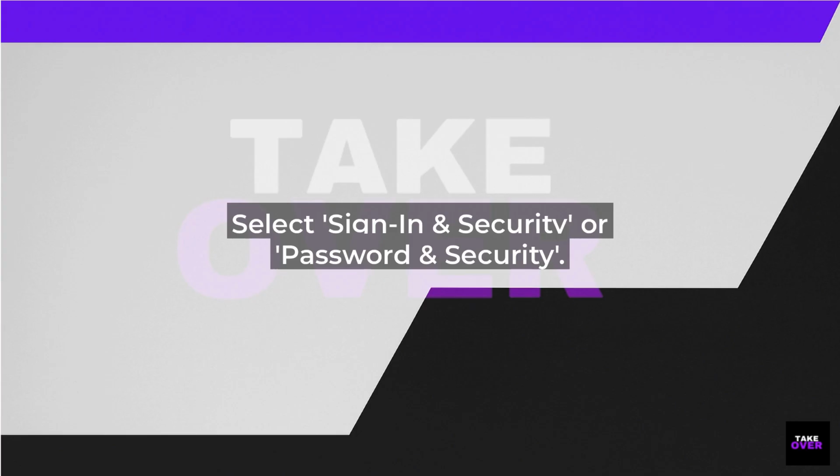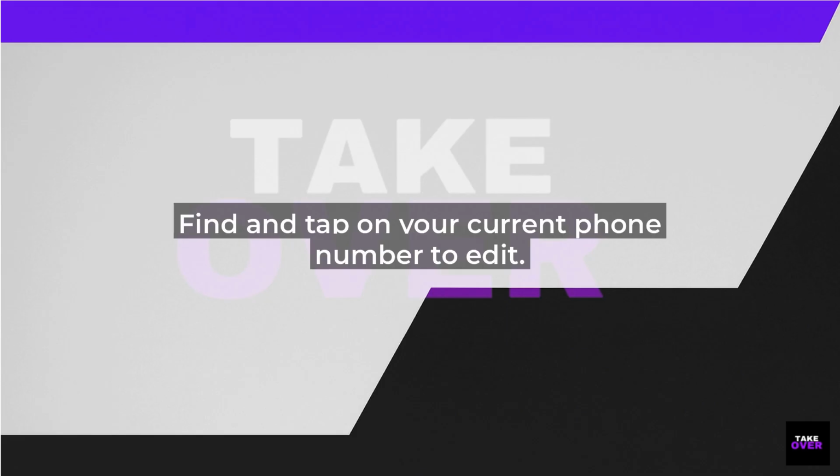Once you're in Settings, tap on your name at the top of the screen. That's your Apple ID profile. Next, scroll down and select Sign in and Security, or Password and Security, depending on your device model. Here, you'll see your current phone number listed. Tap on it to edit.